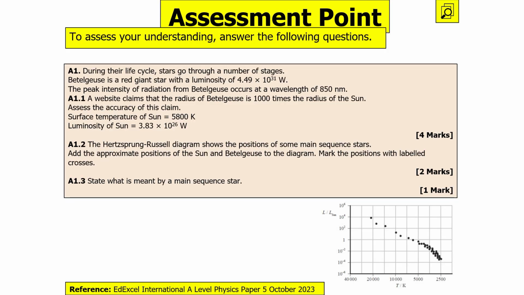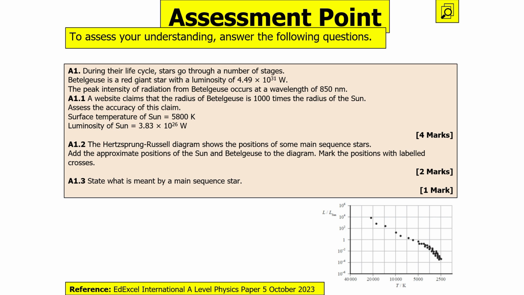The next question says, during the life cycle, stars go through a number of stages. Betelgeuse is a red giant star with a luminosity of 4.49 times 10 to 31 watts. The peak intensity of the radiation from Betelgeuse occurs at a wavelength of 850 nanometers. A website claims that the radius of Betelgeuse is 1,000 times the radius of the Sun. Assess the accuracy of the claim.